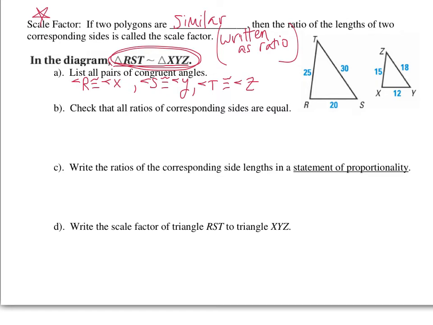So next, I want to pair up each of my sides. And I'm going to do my big triangle over the small triangle. So whenever I'm getting my numbers, I'm going from the big to the small. So big over the small is how I'm setting up each of my ratios. So I'm going to line each of these up. So 25 over 15. If I reduce that, that becomes 5 over 3.